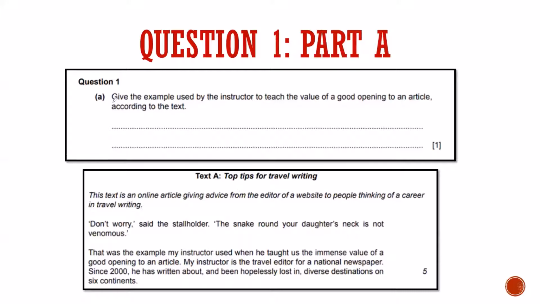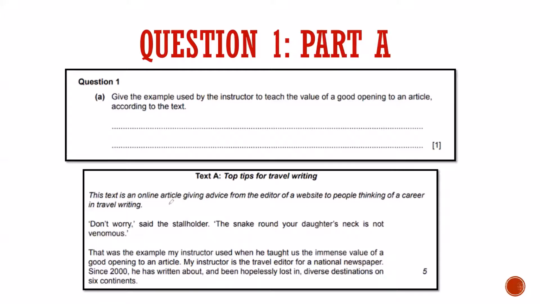Now we read the question of part A. Give the example used by the instructor. Example used by the instructor to teach the value of a good opening to an article according to the text. It means we need an example of a good opening to an article. It is a 1 mark answer, so we are looking for some explicit or direct answer from the text. Let me read the relevant extract now.